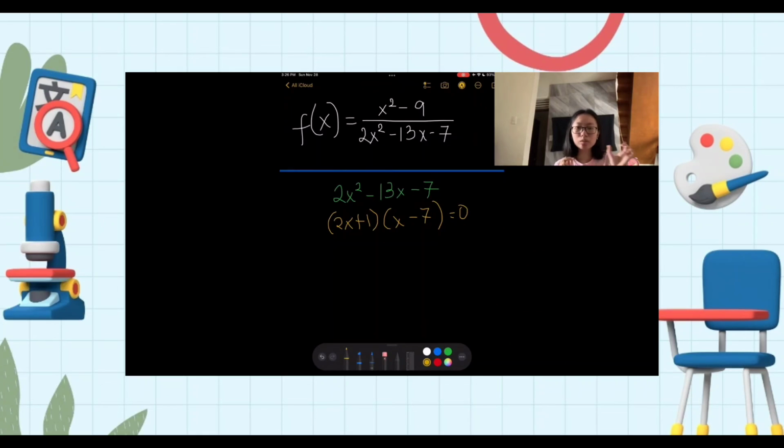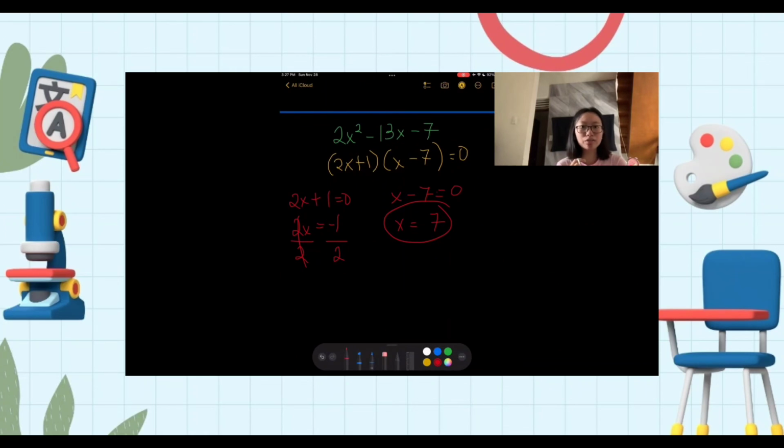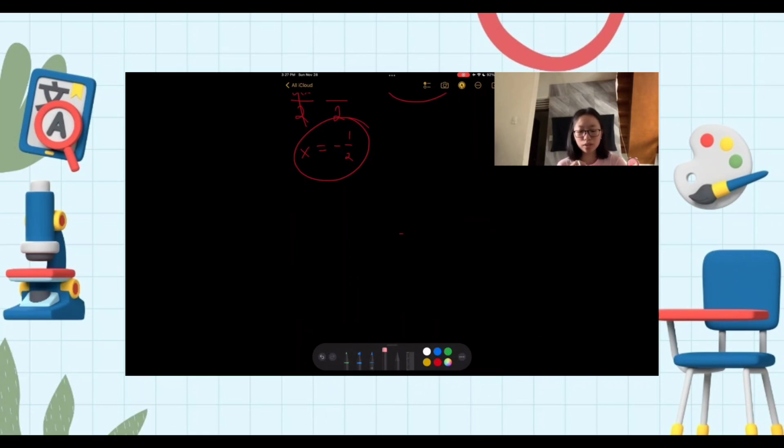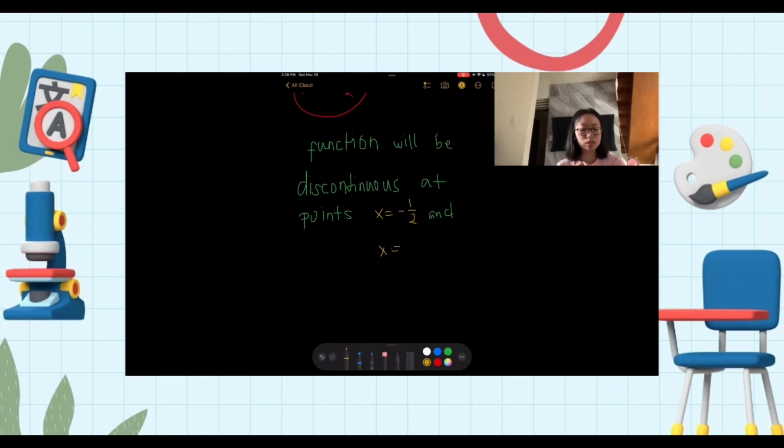Now, we're going to get 2x plus 1 and transfer positive 1 to the other side, and then divide both sides by 2 so that it will be x equals negative 1/2. Since you transferred positive 1, it's going to be negative. Now, the next one is x minus 7. You're going to transfer negative 7 to the other side, which will become positive 7. Now, x equals positive 7. Now, that means the function will be discontinuous at x equals negative 1/2 and x equals 7.